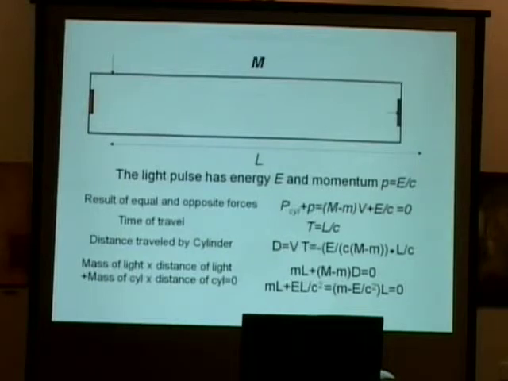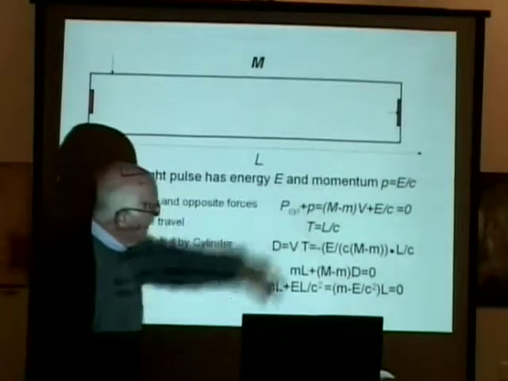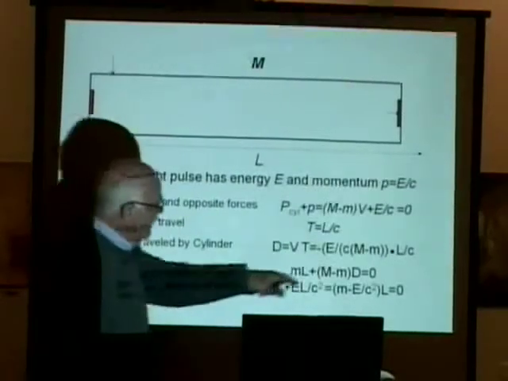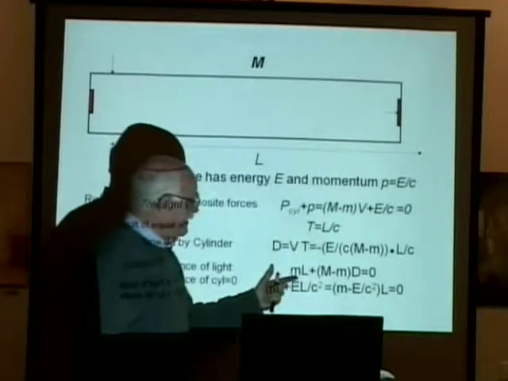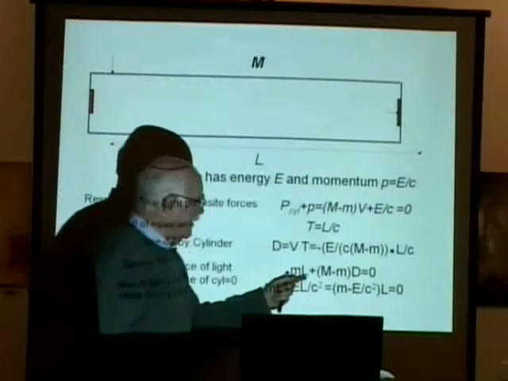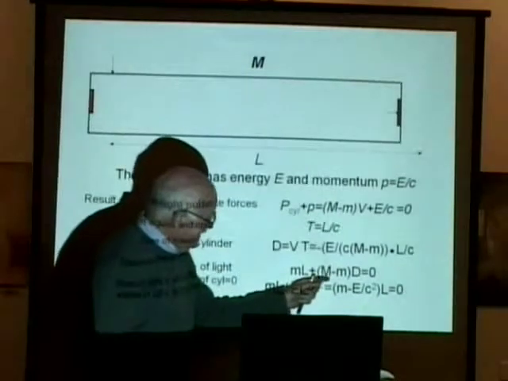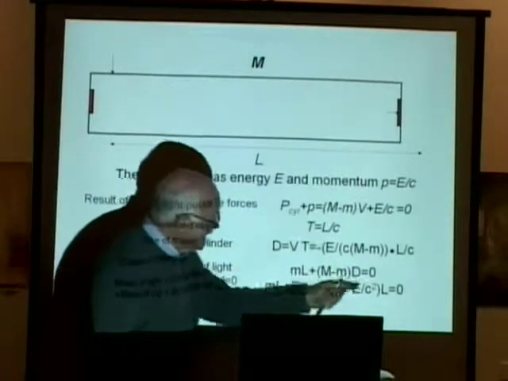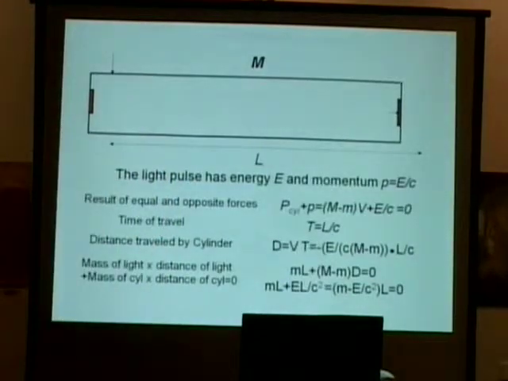Now we know the light traveled a distance L, and the cylinder traveled a distance D, and the product of how far they moved times the mass has to be 0. So it's the same balance. We're looking basically at the fact that the balance point did not move.